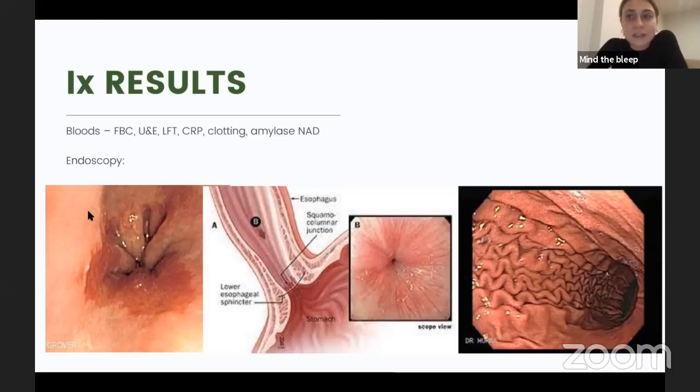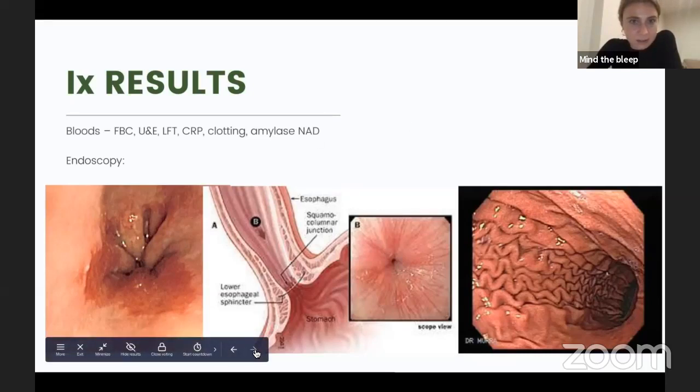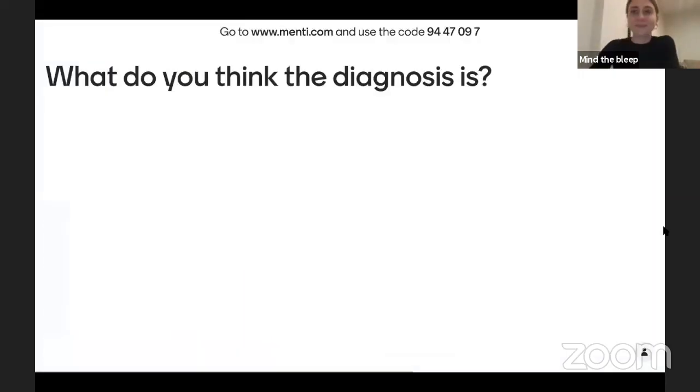So just to help you orientate yourselves, this is the view from the inside of the gastroesophageal junction, which is around here. This again is a picture of the gastroesophageal junction, and this is the view of John's stomach. So what do you think? What do you think the diagnosis is?